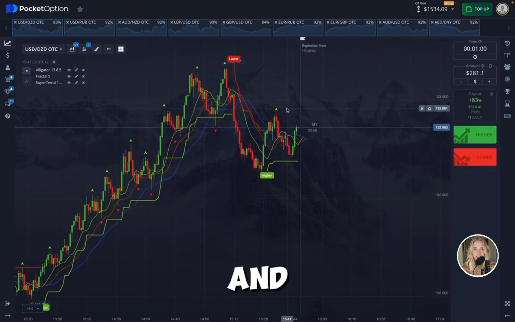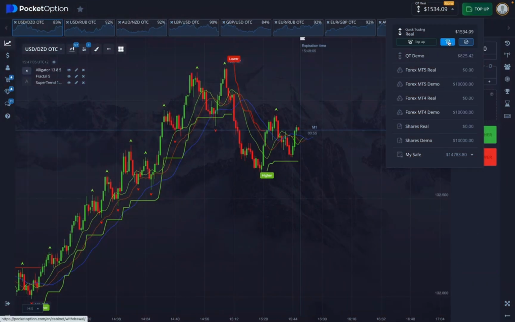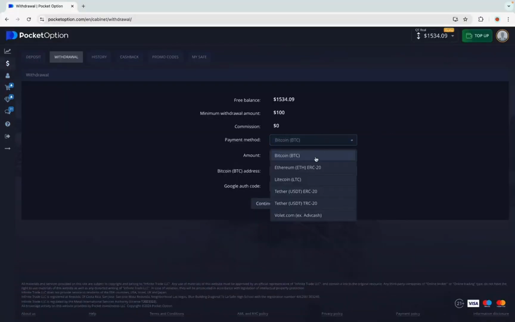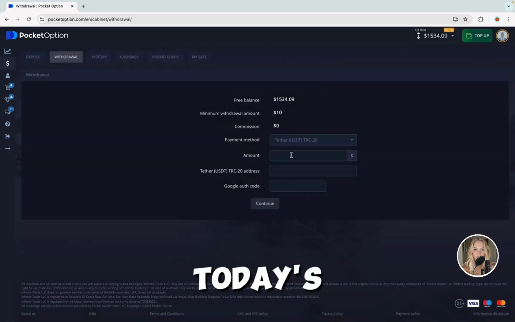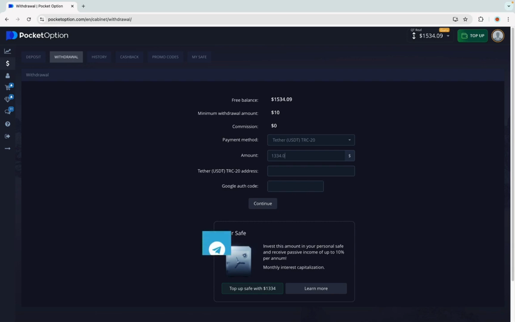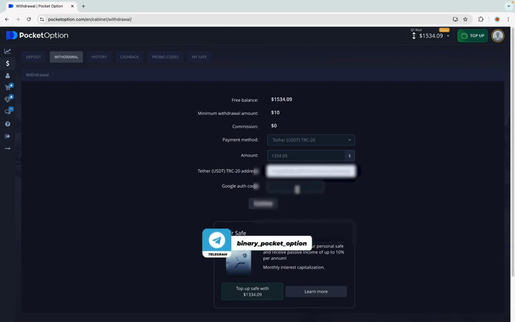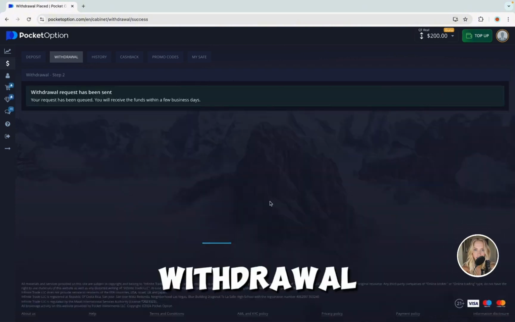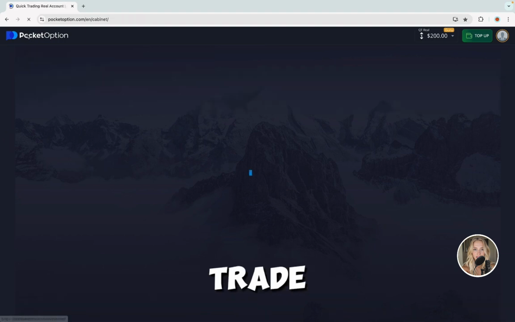Let's fix it and go to the Output tab. The sum of today's profit will be $1,334. The withdrawal operation is executed. This is the trade for today.